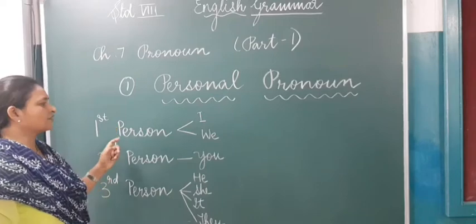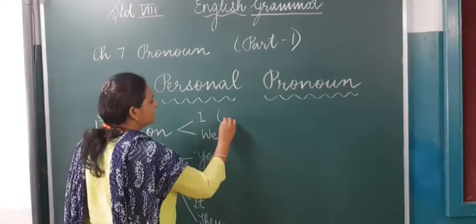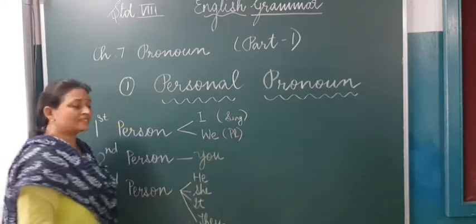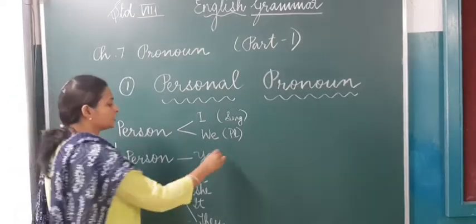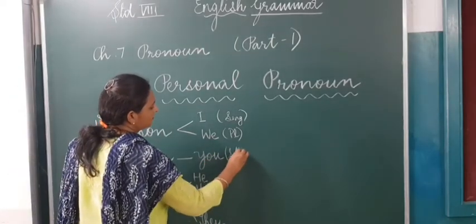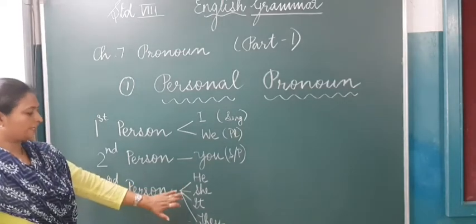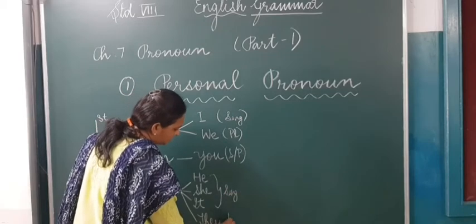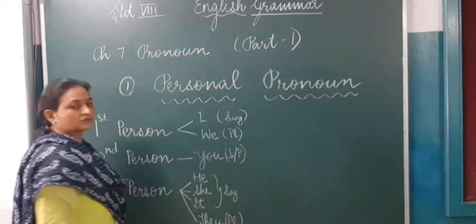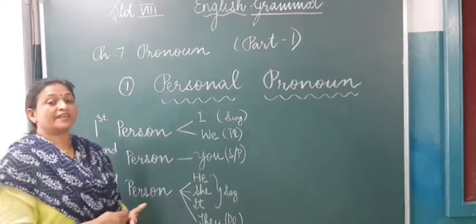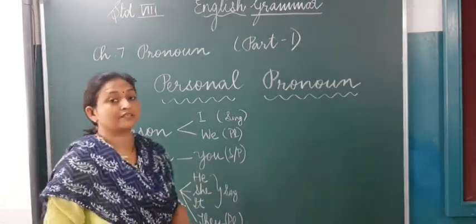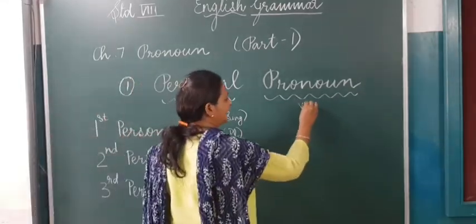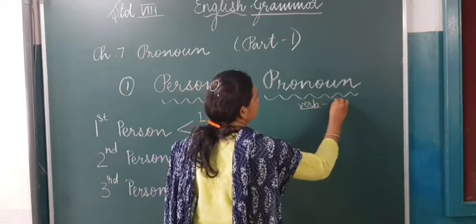So how many persons are there? 3 persons. The first person is I and we. I is singular in number, we is plural. Second person is always you, and you is for both singular and plural. He, she, it are singular and they is plural. Is it clear? Now, how can we use the verb when we are using these pronouns? For example, I am taking the verb study. You can take any verb.